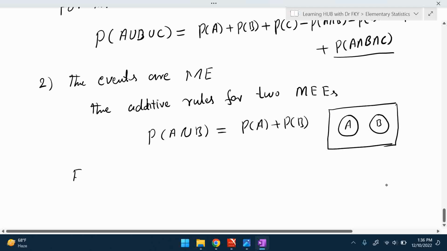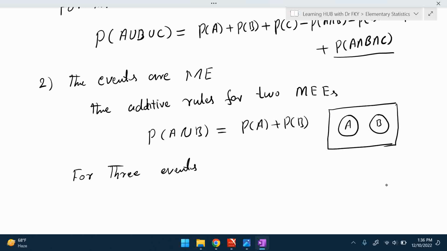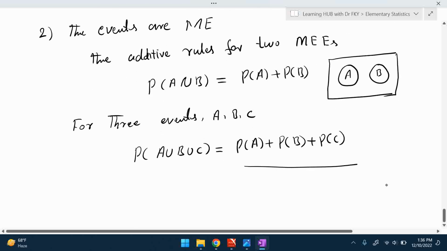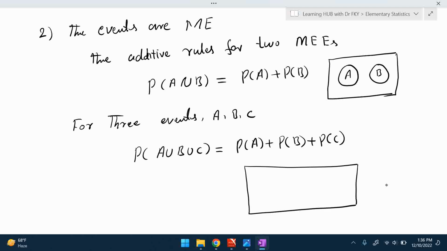Similarly, for three events or more than three events, A, B, C, probability of A union B union C is probability of A plus probability of B plus probability of C. Again, the same interpretation applies: there is no common point, so we don't need to include the intersection terms in this problem. So this is all about the additive rules of probability for two events, three events, and you can extend it to a higher number of events.